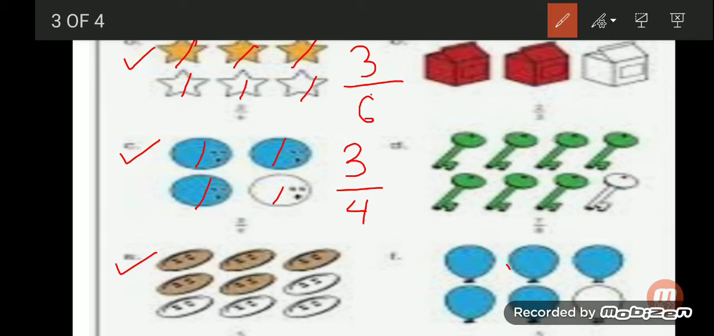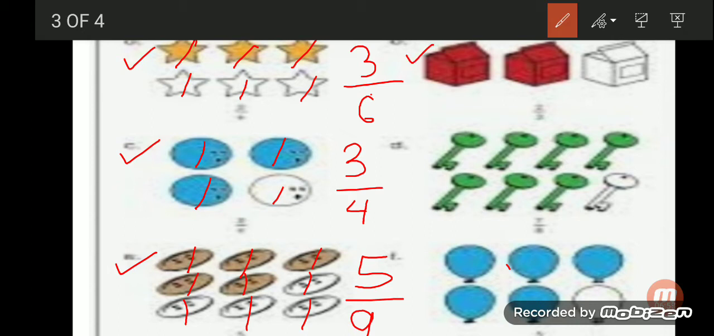Okay, now come to this one. Here we have to write down the fraction of the brown colored or brown shaded buttons. So we will count the brown colored buttons, that is 1 2 3 4 and 5. So we will write 5 at top, and at bottom we will write the total number of buttons, that is 1 2 3 4 5 6 7 8 9. So 5 by 9 fraction of buttons are brown here.